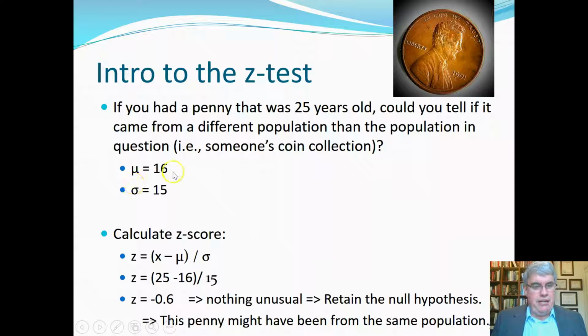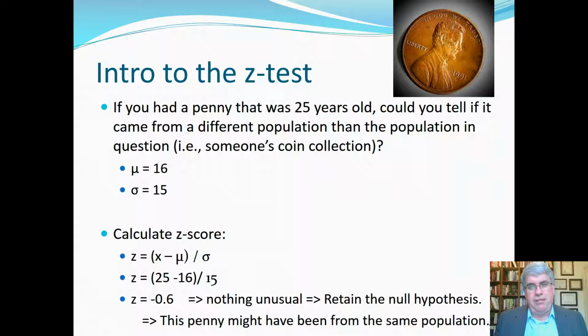Well, the mean age in circulation is 16 and the standard deviation is 15. Let's calculate the Z-score to see how unusual it is to get a penny that's 25 years old. The first thing we do to calculate a Z-score is take the age of the penny in question and subtract the mean from it. That'd be 25 minus 16. Then we divide that by the standard deviation, which is 15, and we get a Z-score of 0.6.